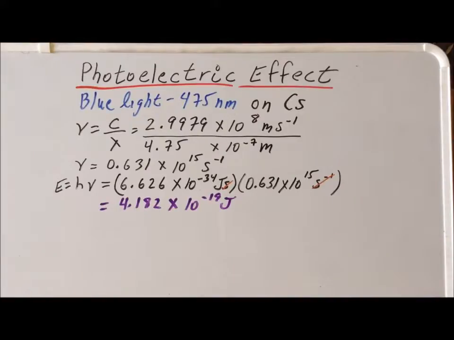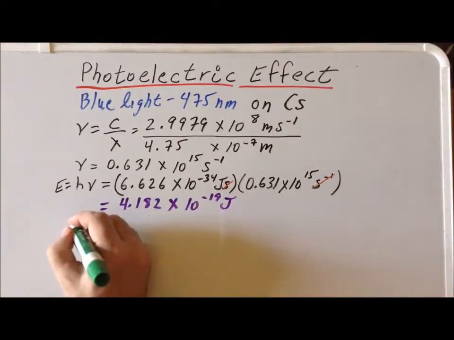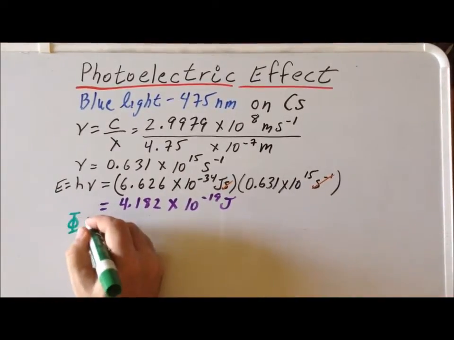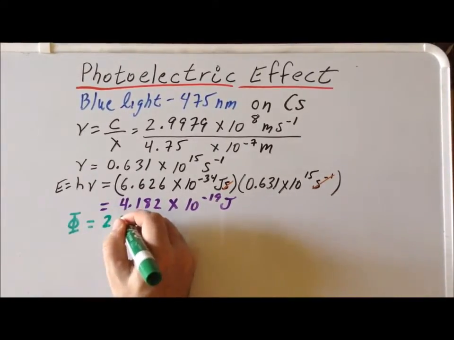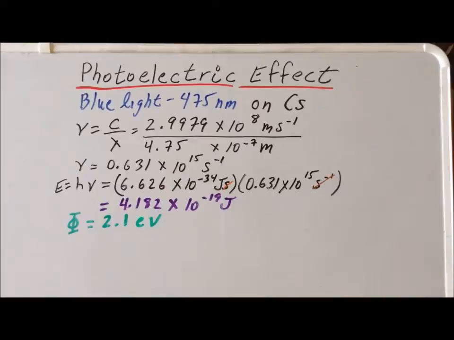Now, for a point of comparison, we need to know the work function for the cesium metal. In other words, we need to know how much energy it takes to actually remove an electron from cesium metal. So this is the symbol we use for this. And very often, the units that are given for the work function are electron volts. So for cesium, the work function is 2.1 electron volts. Now the electron volt is not an SI unit, but it's a very commonly used unit by material scientists.